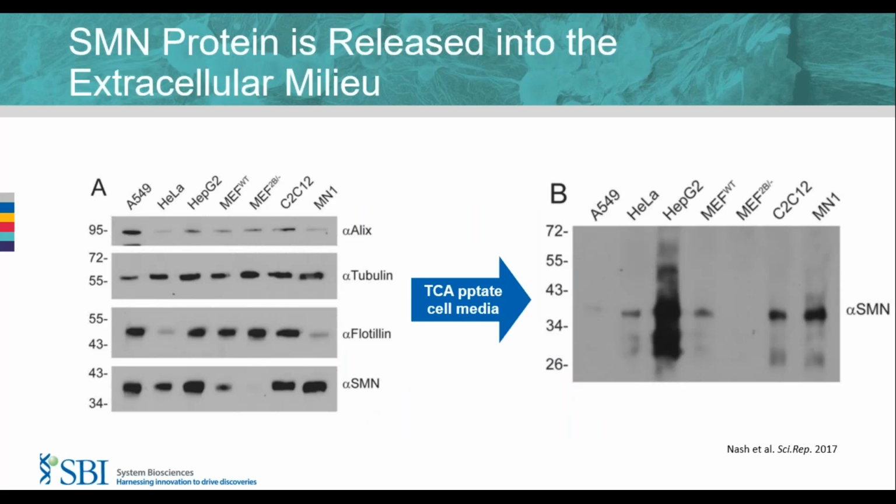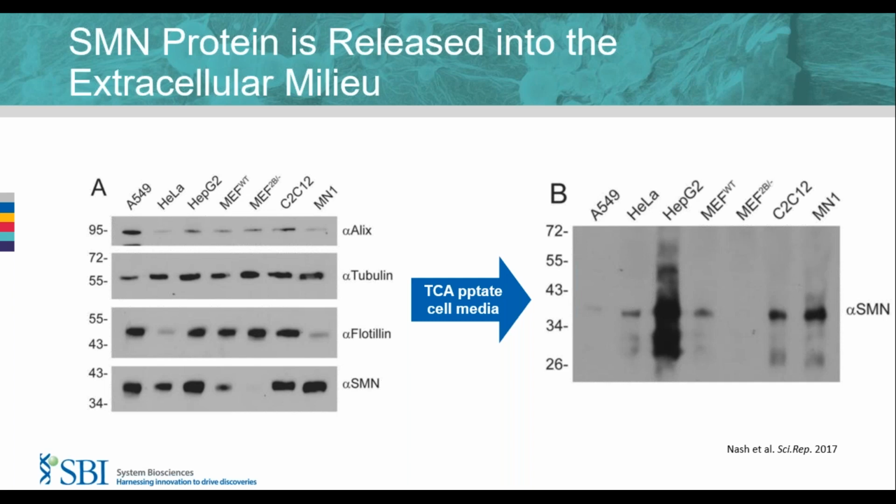So the first thing the authors did was to assess expression of this protein, the survival motor neuron protein, in different cell types. That's the Western blot on the left-hand side. And then they isolated cell culture media, did a TCA precipitation, and assessed expression of the SMN protein in the cell culture media. And as you can see, they could detect the protein.